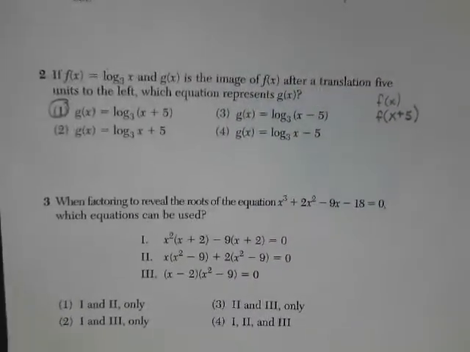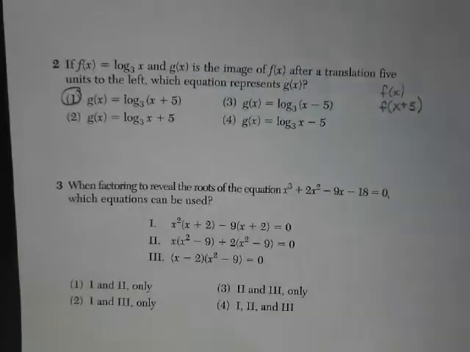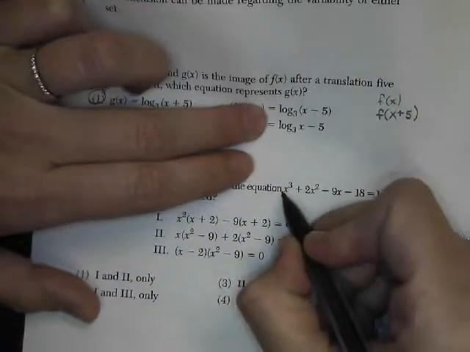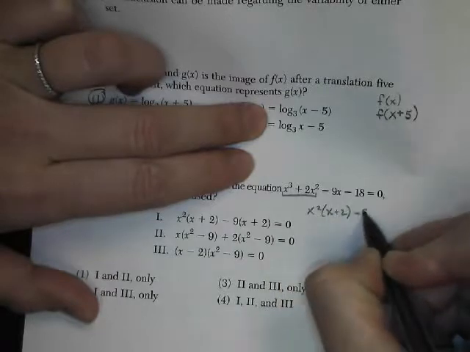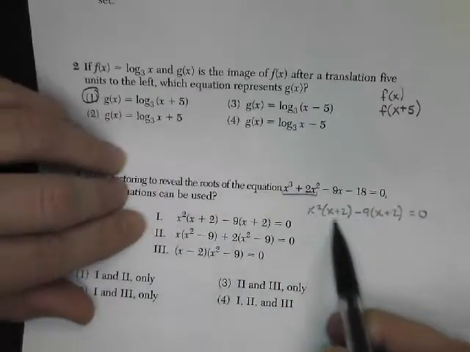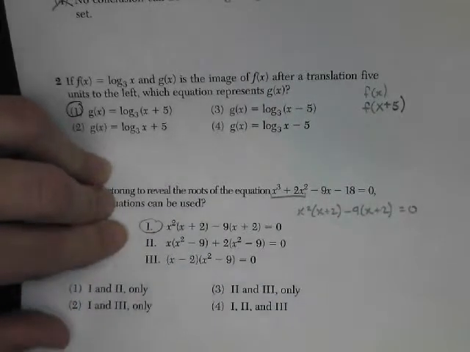When factoring this next one to reveal the roots of the equation, which equations can be used? I would just go ahead and factor this the way we know how, which would be by grouping. Take out an x squared, left with x plus 2. Take out a negative 9, you're left with x plus 2. That's part way through the process, which I immediately realize is this one, so this one certainly can be used.